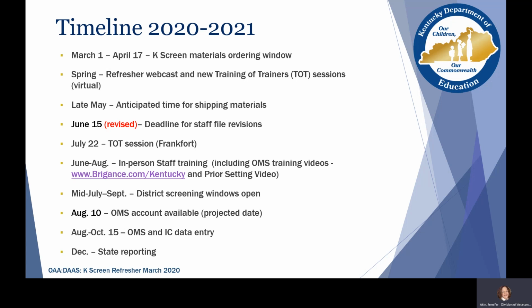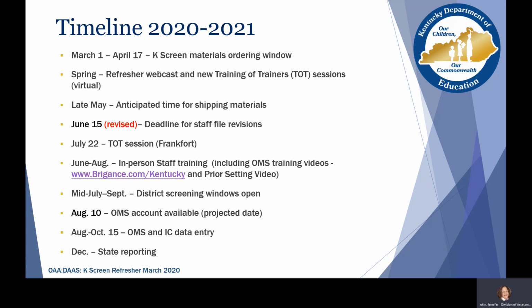And then typically between June and August, that's when you provide your in-person staff trainings for the online management system. Again, you'll be looking at prior setting videos and you'll be using materials from this to train your staff in order to administer the K-Screen. Also, mid-July to September, that's when your district screening windows typically are open. Then the projected date for the online management system to be live and functioning properly is approximately August 10th.